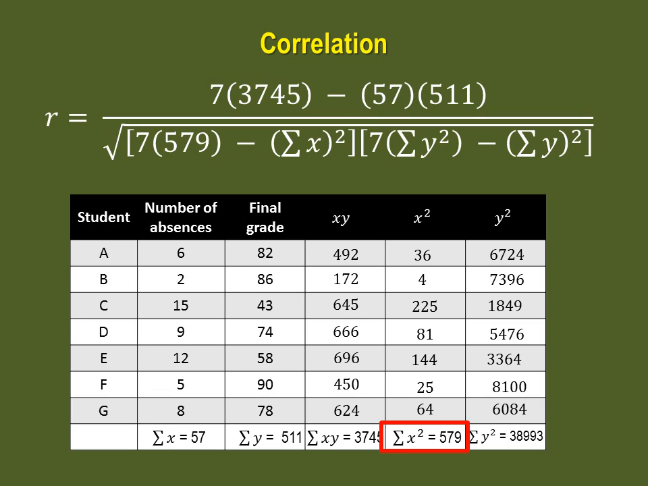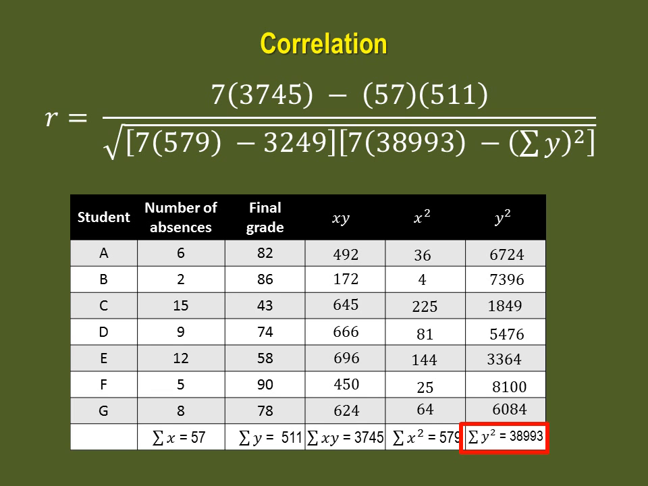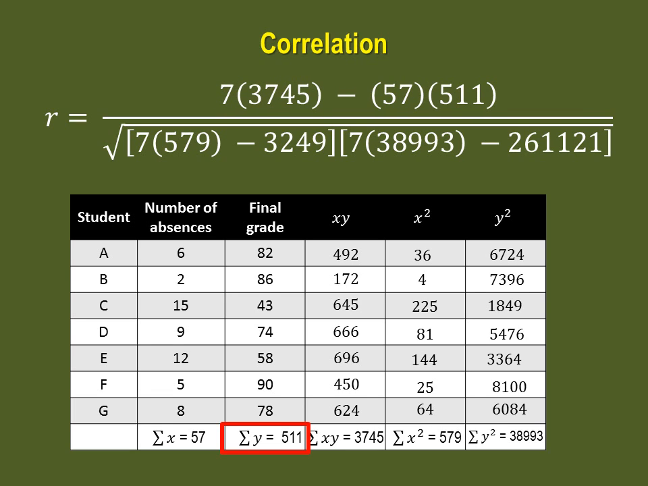With the sum of x squared, change that into the equation, 579. Now we don't have directly the sum of x squared. All we have to do is 57 squared, which gives us 3,249. We have the sum of y squared, as you can see here, and again we simply square the sum of y, which is 511 squared, which gives us this. So now we have all the values in the equation. We're ready to do the final calculations.